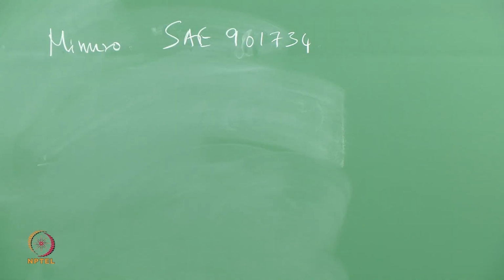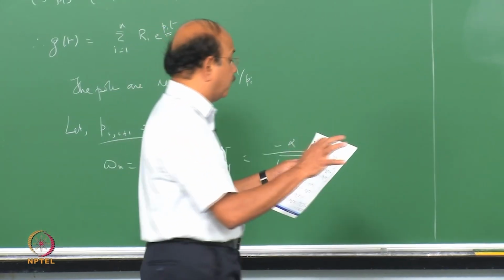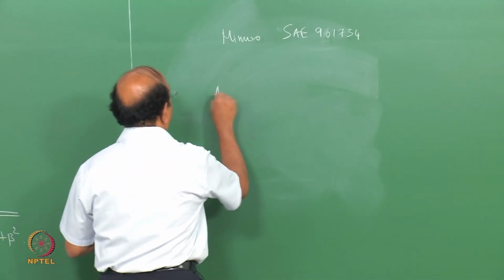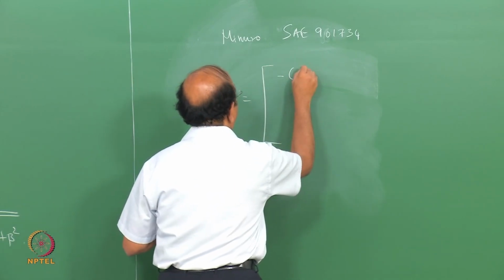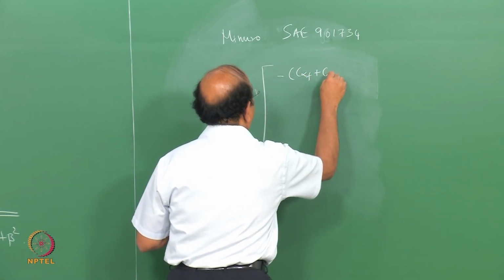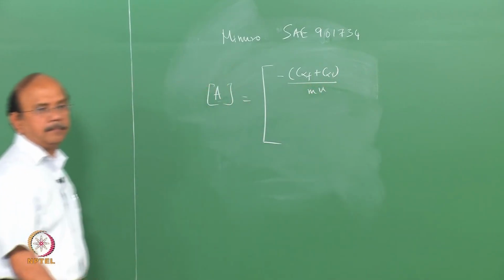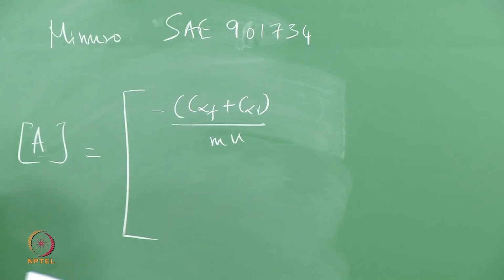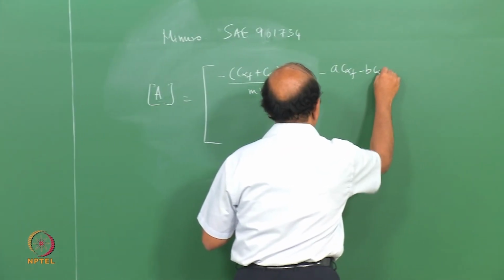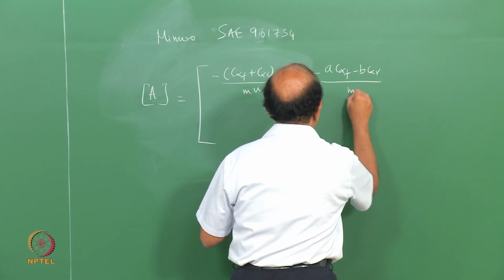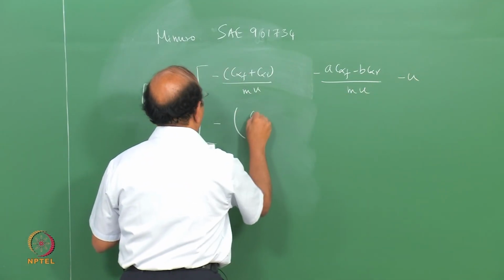So the first step, let me write down what you already have, so I don't have to keep it in memory. I'm going to write down the A matrix for our problem. If there is any doubt, go back and refer. These are all there in your notes.